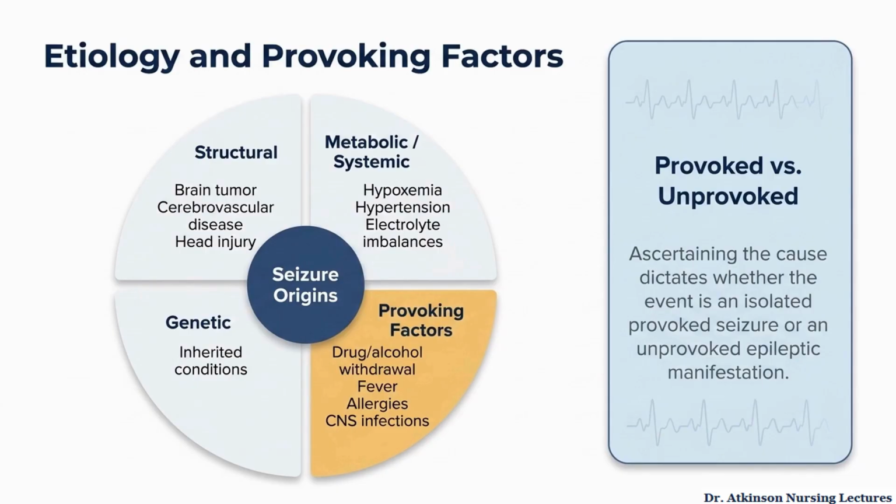And clinically, one of the most important distinctions is whether the seizure was provoked or unprovoked. A provoked seizure happens because of an identifiable trigger, like hypoglycemia or alcohol withdrawal. An unprovoked seizure raises much more concern for epilepsy or an ongoing neurologic disorder. That's why identifying the underlying cause is such a major part of seizure workup and management.